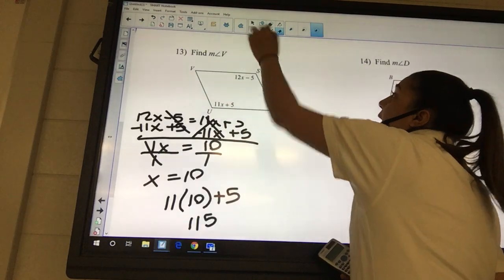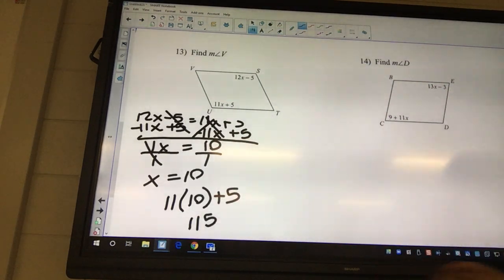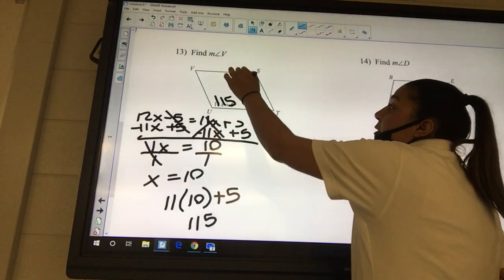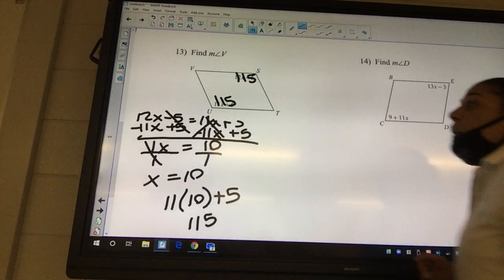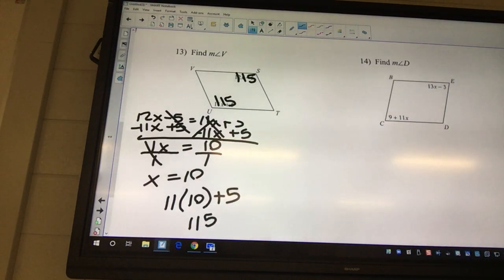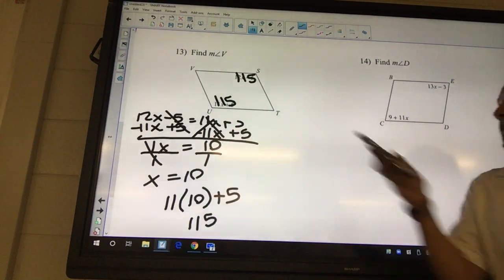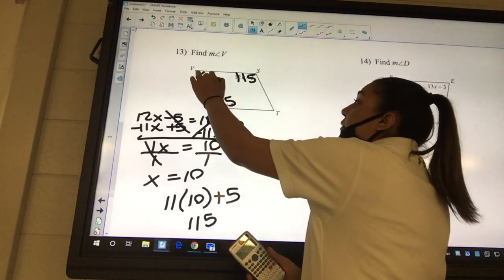Okay, so what angle is 115? U. It would also be S if it's opposite. Yep, since S is opposite, it's also 115. However, what are we supposed to be finding? V. So you do 180 minus 115, which will give you this other angle, which is 65.